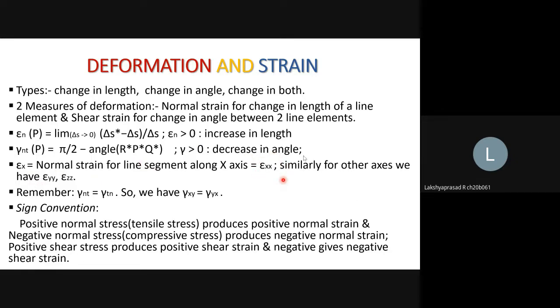Okay, now let's have a good notation. So let's just consider epsilon xx, epsilon yy, and epsilon zz. This is for convenience. Epsilon xx is simply epsilon x only. That is the normal strain for line segment along x-axis. Similarly, for other axes, we have epsilon yy and epsilon zz. Now there's an important relation over here, that is gamma nt equal to gamma tn, that we have to remember. Basically, we can say gamma xy equal to gamma yx, and the sign convention in this case would be positive normal stress produces positive normal strain, negative normal stress would produce negative normal strain, and similarly for the shear stress and strain.